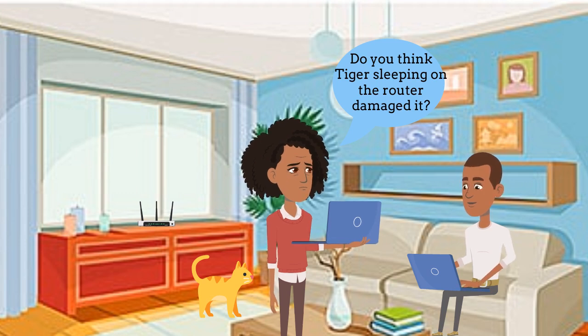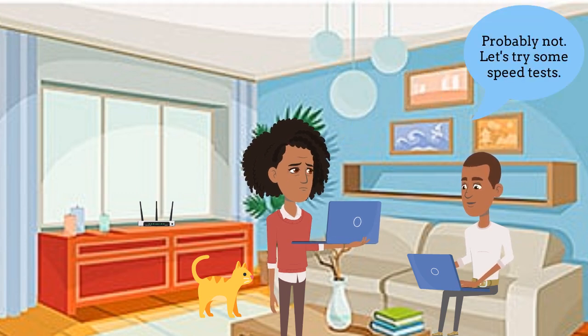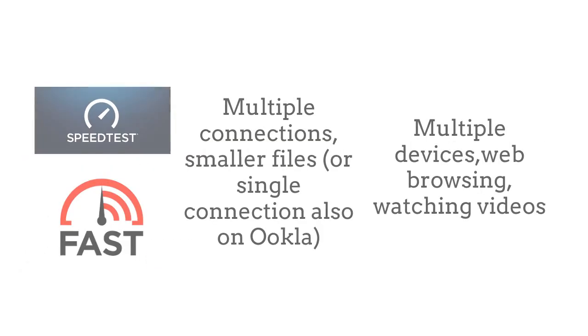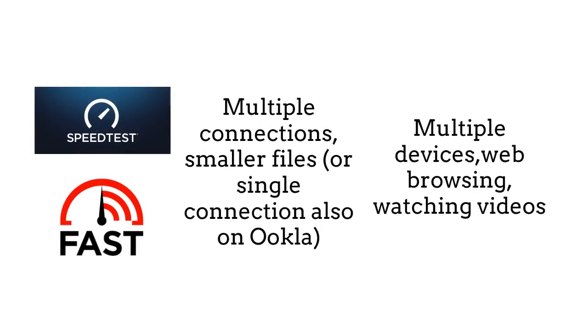Speed tests are broadly categorized by the number of connections they open and the networks over which they transmit data. Cloudflare and Google both transmit a large amount of data on a single connection, as you might do when downloading or uploading large files. Ookla and Netflix download smaller files over multiple connections, such as you might do in web browsing or watching a video, or if multiple devices are using your network at once. Ookla also gives you a choice of using just one connection.